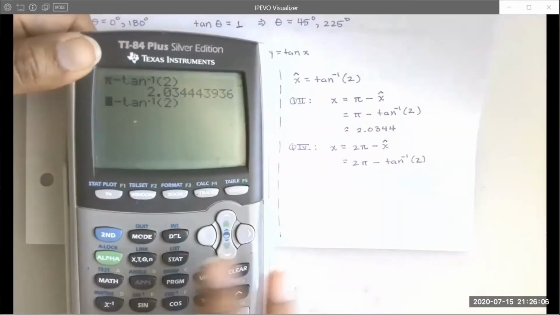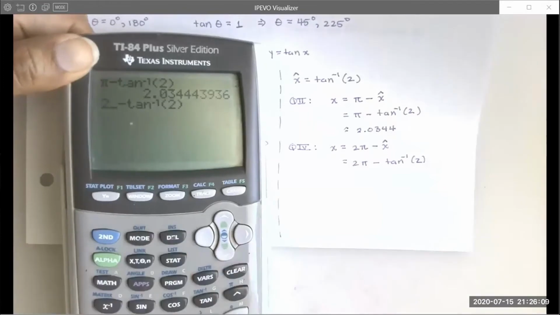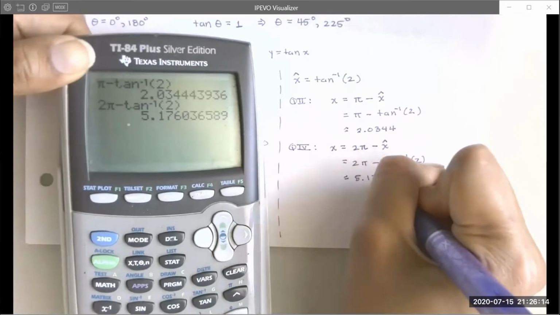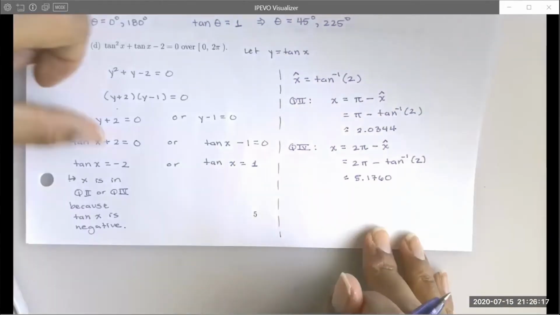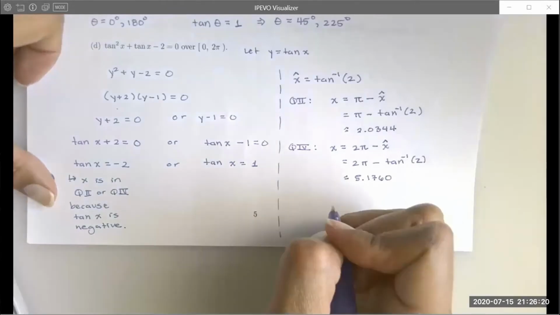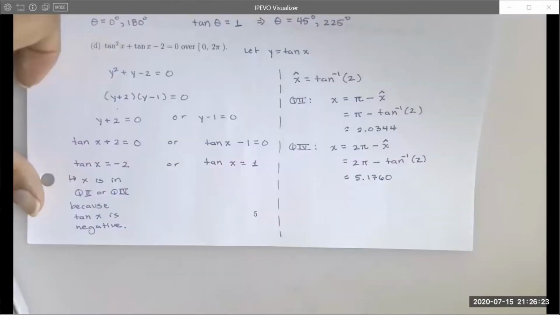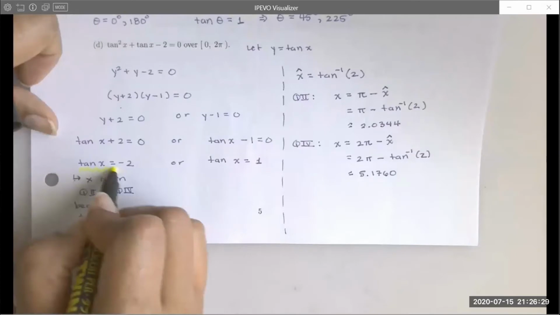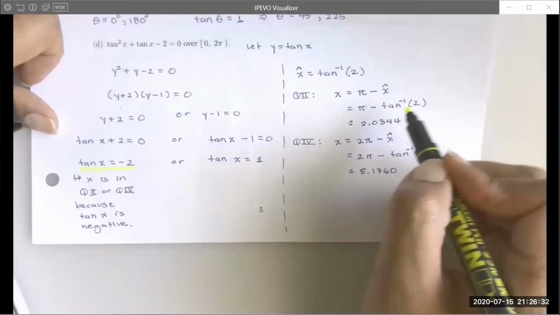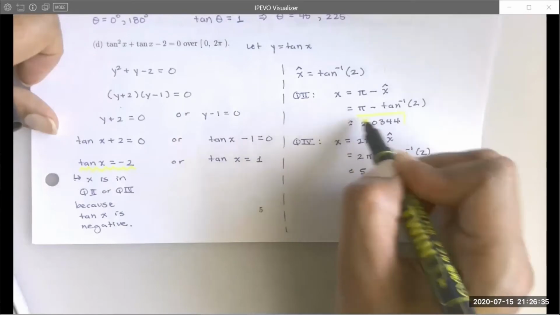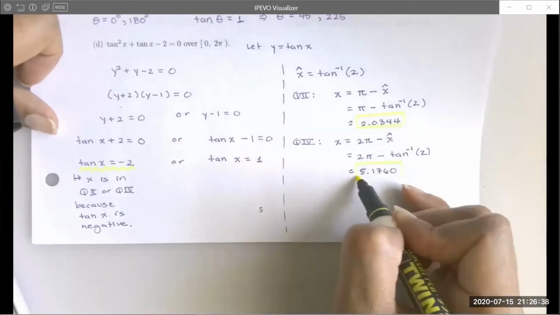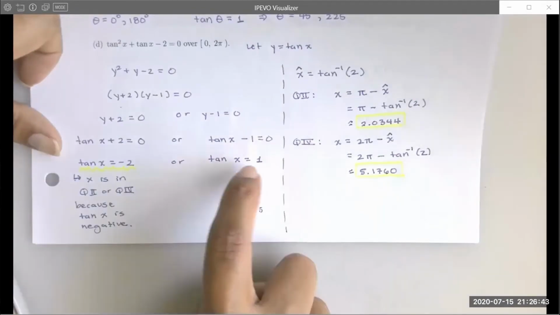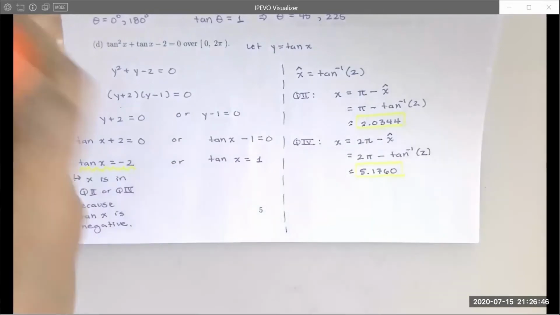Okay, so just going to insert a 2 there. We get approximately 5.1760. So that would be from this first equation. From this first equation, we get these two answers. From the second equation, which is this one over here, tan x is equal to 1.